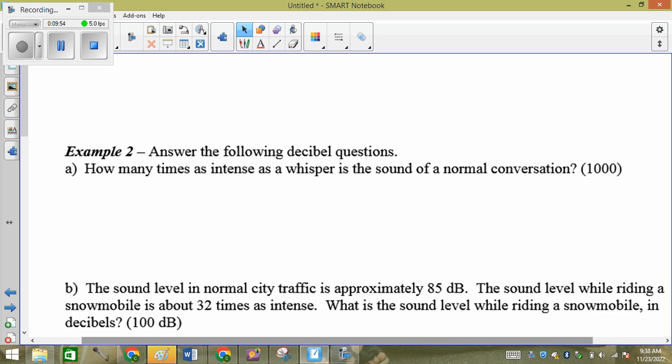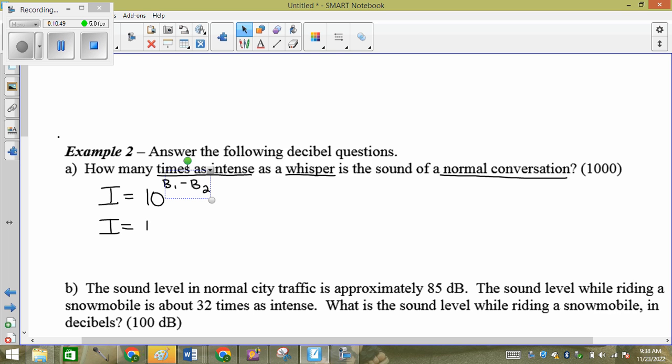Okay. So here it says, how many times as intense as a whisper is the sound of a normal conversation? So they're looking for the larger intensity. How many times more intense, basically, is the normal conversation than the whisper? So the formula I need is I equals 10 to the bells 1 minus bells 2. Which one's louder, a normal conversation or a whisper? I really hope you know. The normal conversation. So they want a big intensity, right? So I'm going to put my conversation first and my whisper second.